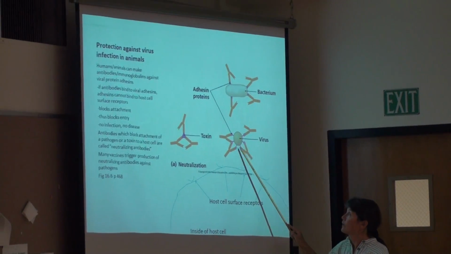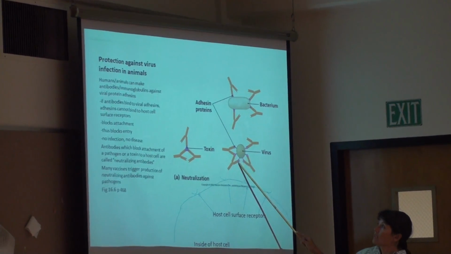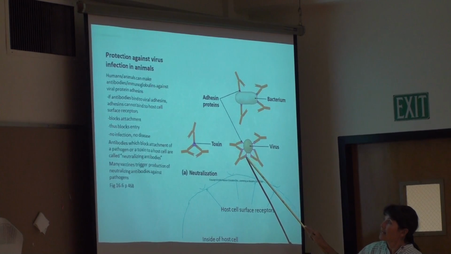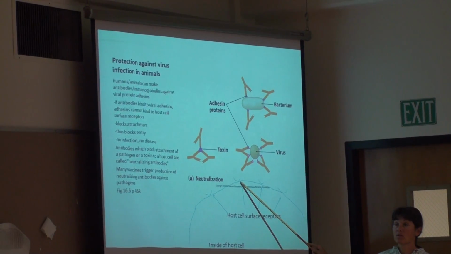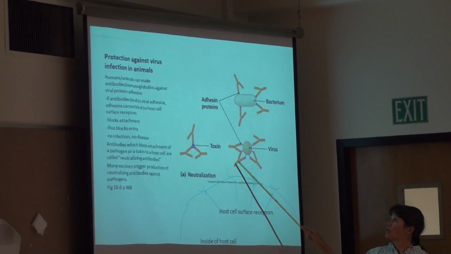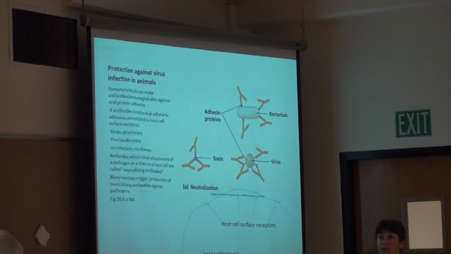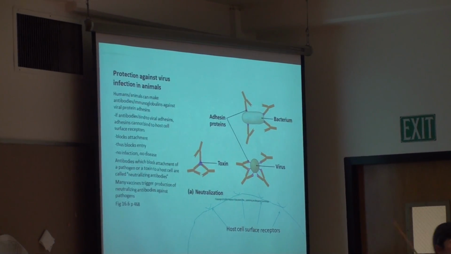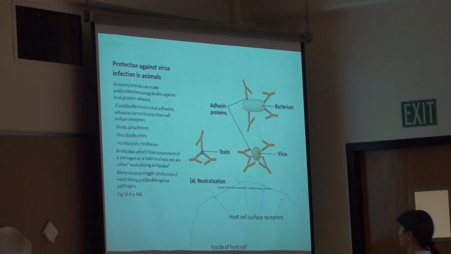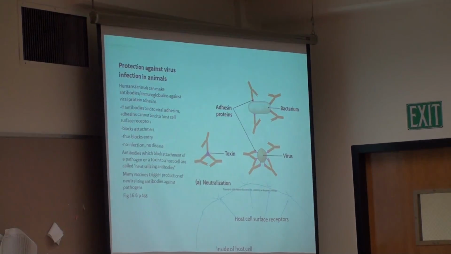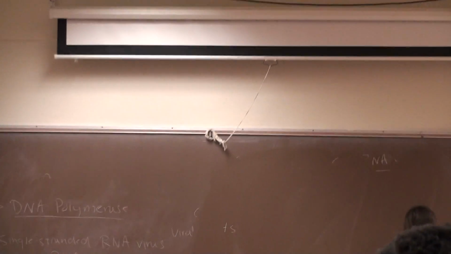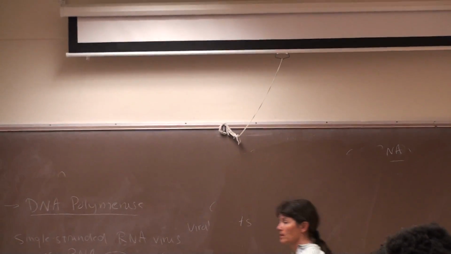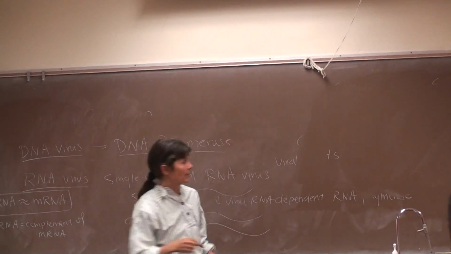Now, the beauty of these antibodies is if they bind to the adhesins, they block attachment. If antibodies bind to the surface of the virus, the adhesins can't bind to our cell surface receptor. So these antibodies block attachment. We have a fancy name for antibodies that block attachment. They're called neutralizing antibodies. So these neutralizing antibodies are powerful ways that our body protects us from viral infection.